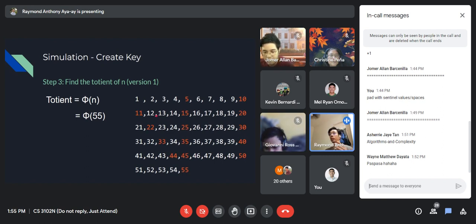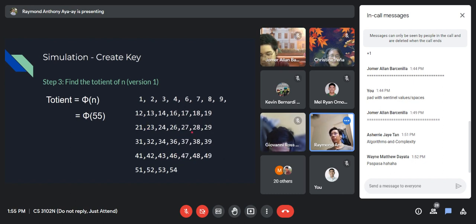Afterwards, we will remove the numbers that have a common factor with our two primes. Again, our two primes are 11 and 5. So here, these are the common factors of 11 and 5 within the list of 55. Once we remove them, we count how many numbers are remaining.